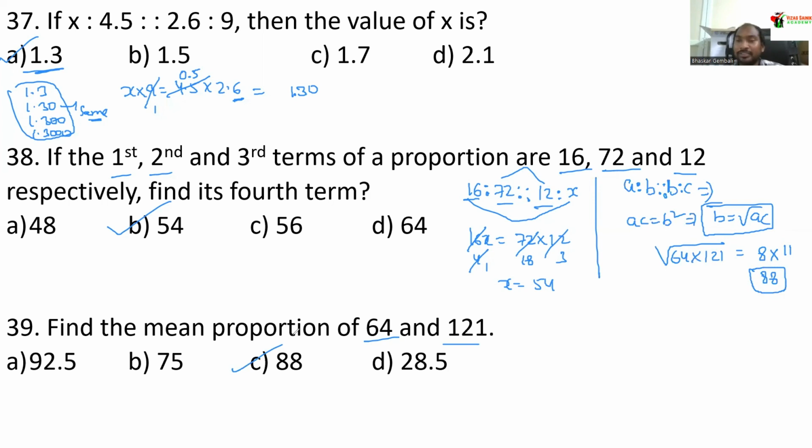Now the proportion concept is very easy. It's a comparison between 2 ratios and those must be equal. Like A is to B as B is to C or C is to D, whatever. So the product of extremes is equal to product of means. That is the concept.